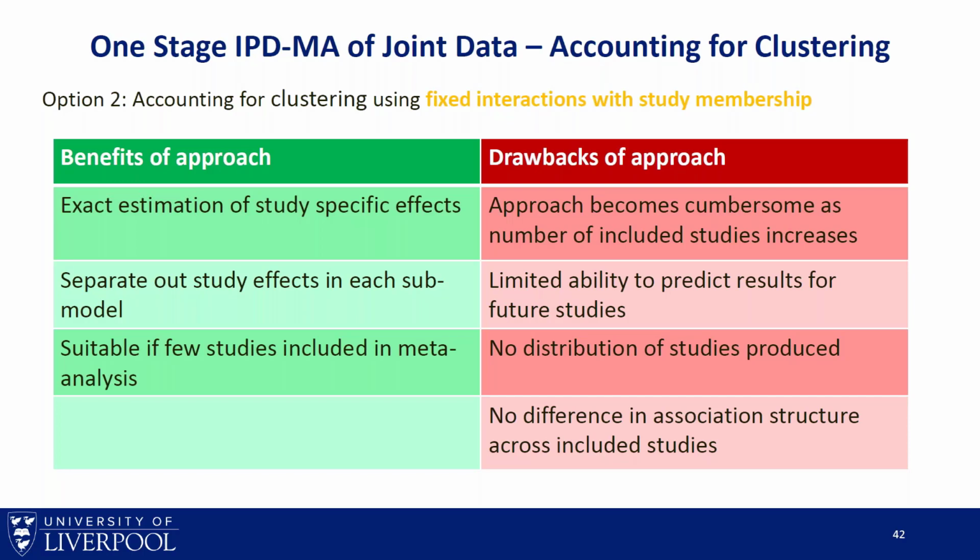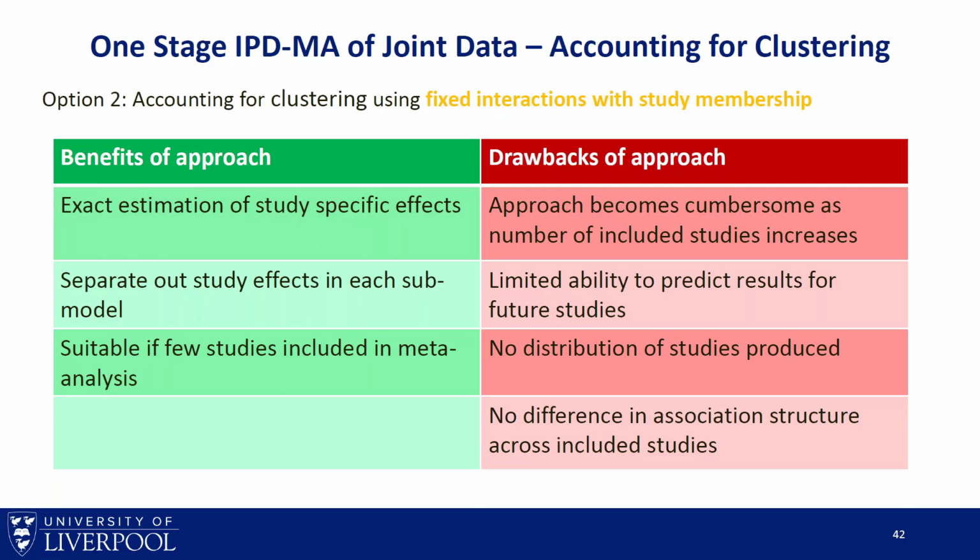By using fixed effects, we're not limiting it to be proportional. Finally, this approach may produce more reliable results than study level random effects when the number of included studies in the meta-analysis is small. Drawbacks of this approach, though, include that the approach very quickly becomes cumbersome as the number of studies included in the meta-analysis increases.